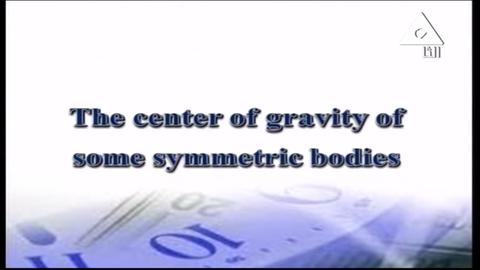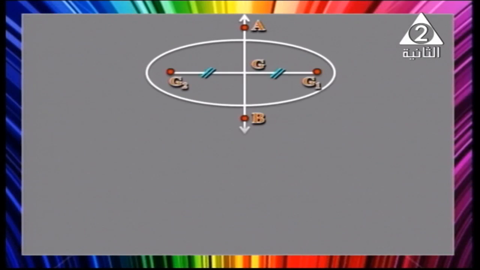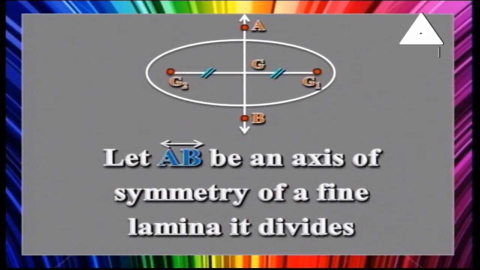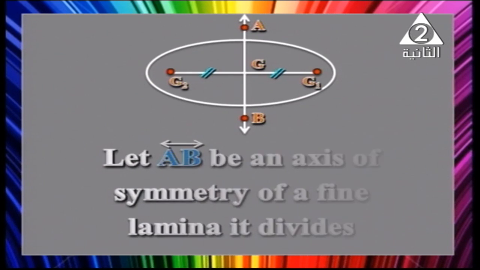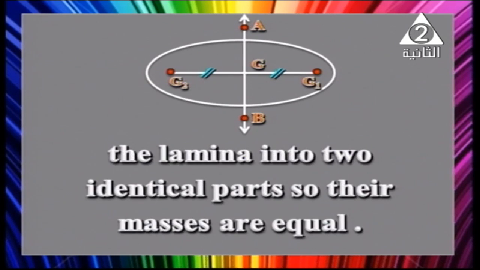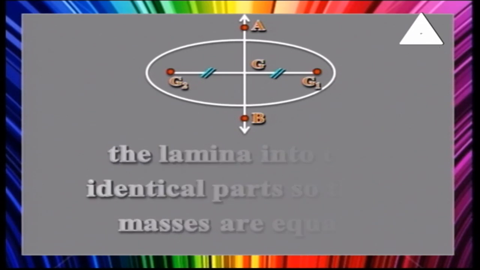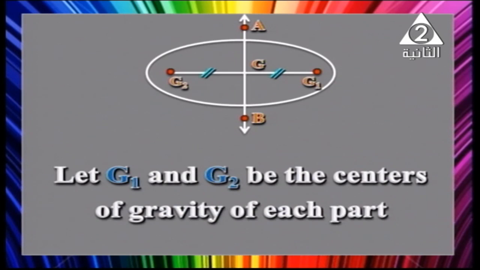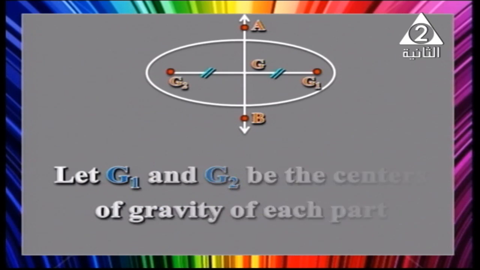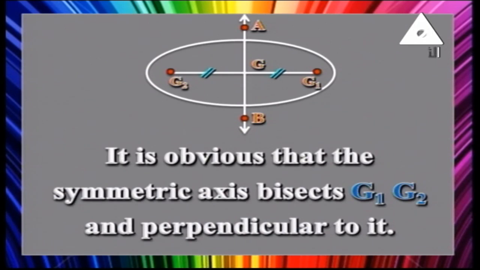My dear student, look at the opposite figure. Let A be the axis of symmetry of a fine lamina. It divides the lamina into two identical parts, so their masses are equal. Let G1 and G2 be the centers of gravity of each part. The symmetric axis bisects G1, G2 and is perpendicular to it.